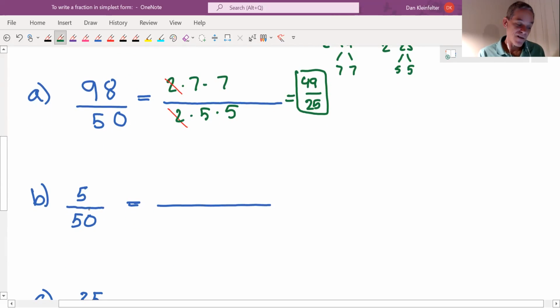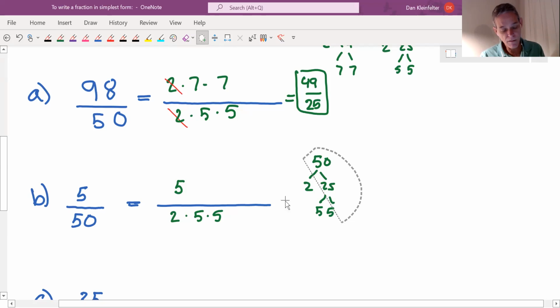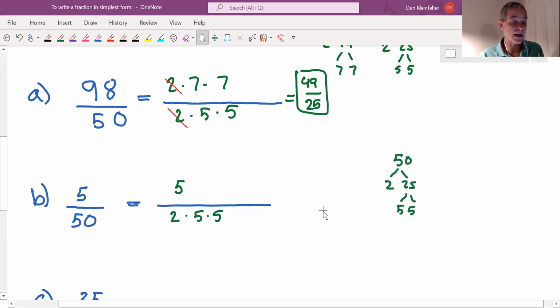Here we have 5/50. 5 is already prime, so we're just going to let 5 be 5. For 50, 50 is 2 times 25, and 25 is 5 times 5. So that's 2 times 5 times 5. And so then from here, we're going to divide the numerator and denominator both by 5.